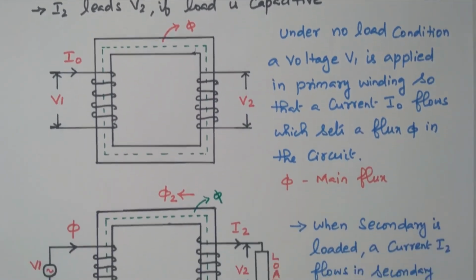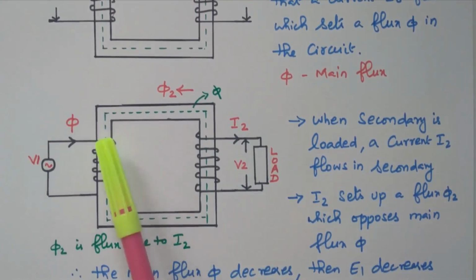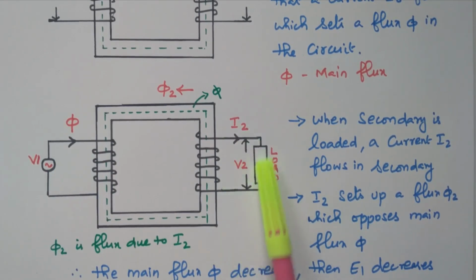Now we will see what will happen if it is loaded. If the secondary is loaded, what will happen? See this, now the primary is connected with the voltage V1. Now the secondary is connected with the load. The secondary is now a closed circuit, connected with the load.